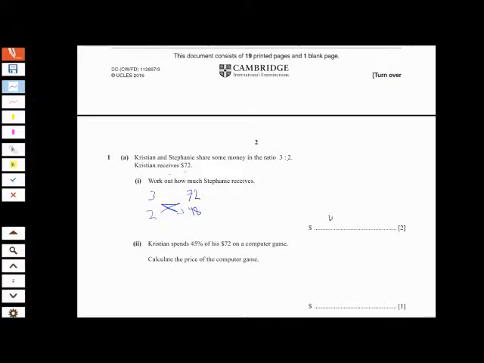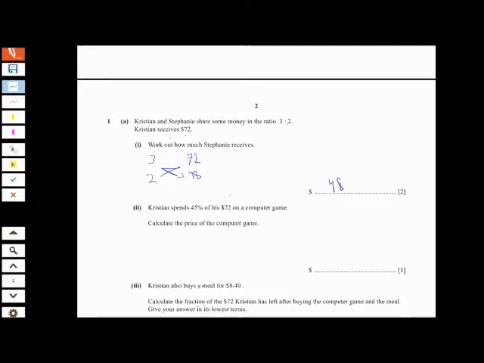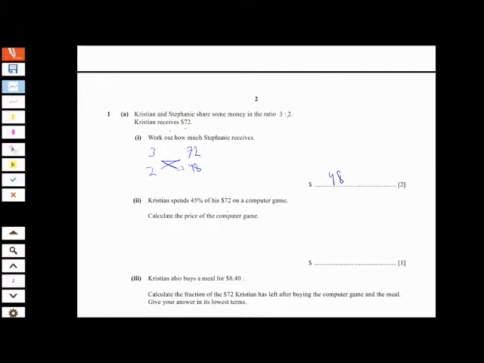Okay. Now Kristen spends 45% of his $72 on a computer game. Calculate the price of the computer game. 45%. Okay, now $72 is 100%. 45% is how much? Cross multiply. 45 times 72 divided by 100. That would give you $32.4.